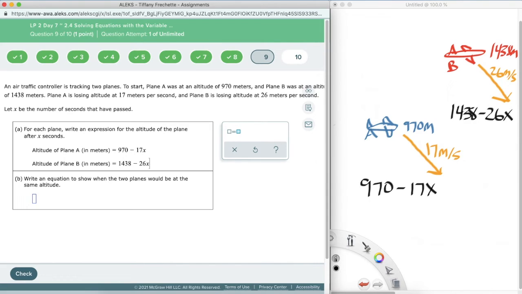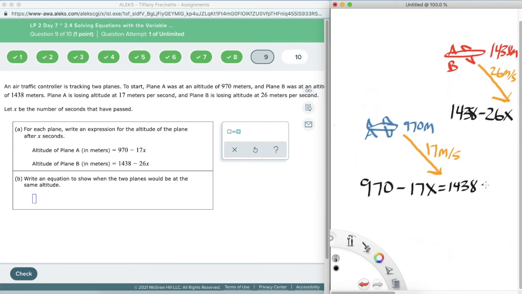Okay, so then write an equation to show when the two planes would be at the same altitude. So that means I want this expression to be the same as this expression. I want them to be equal. So all I have to do is take the two and say, okay, I want them to be equal, like this. And if we solve this equation now, we'll know how many seconds it will take before they're at the same altitude. But it just says, write the equation. It does not actually ask us to solve it.